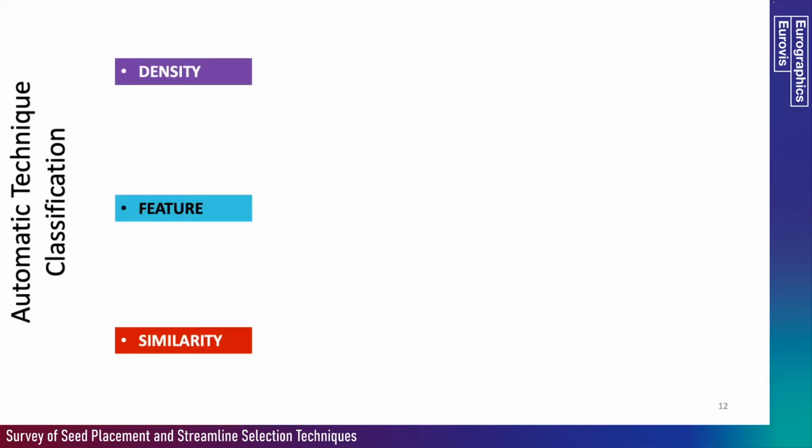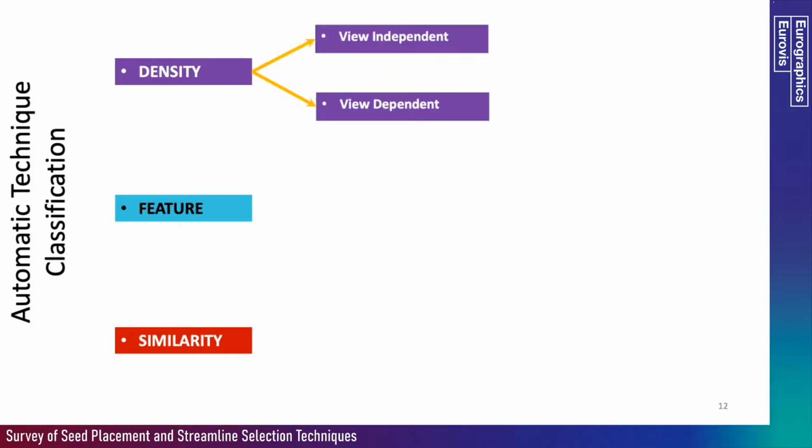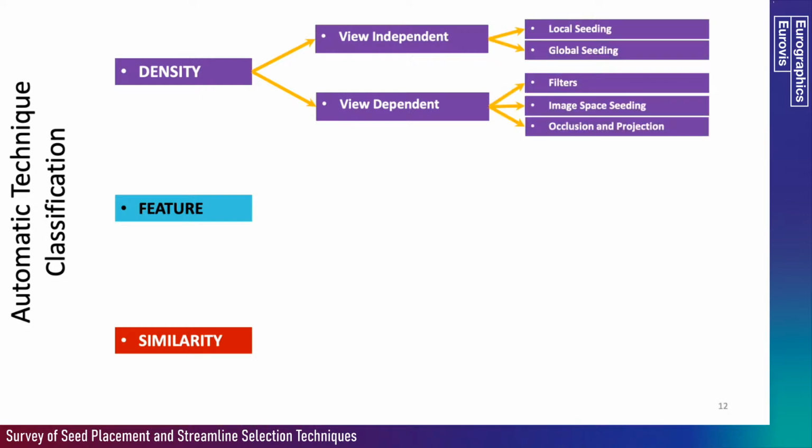Here is the complete classification of the automatic techniques. At the highest level, these are classified into density-based, feature-based, and similarity-based techniques. These classes of techniques have generally been accepted in the literature. Our survey further classified density-based techniques into view-independent and view-dependent techniques, which have 2 and 3 subclasses respectively. Density-based approaches typically attempt to generate a uniform distribution of streamlines either in object space or image space. If it's an object space, it's a view-independent approach. If the uniform distribution of streamlines is desired in image space, it is a view-dependent approach.